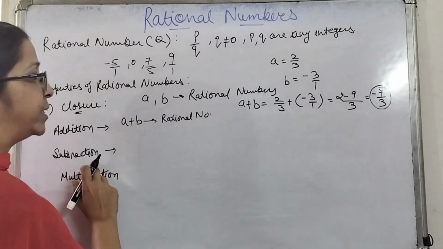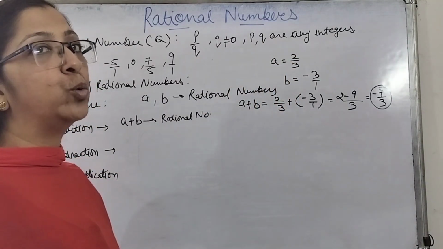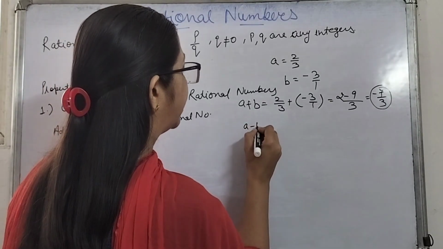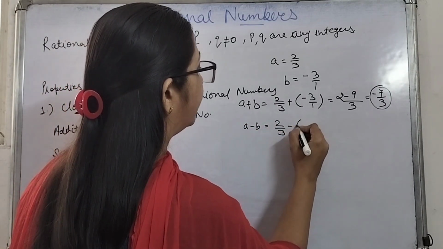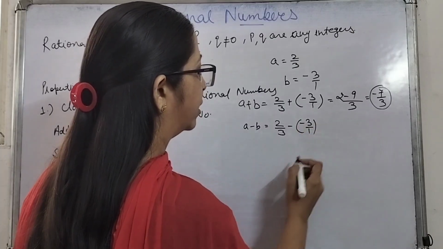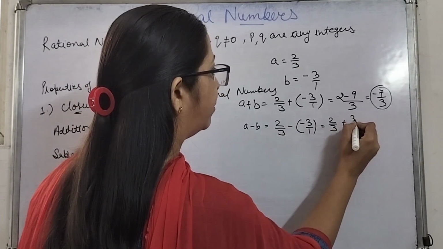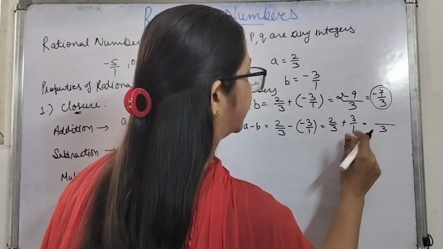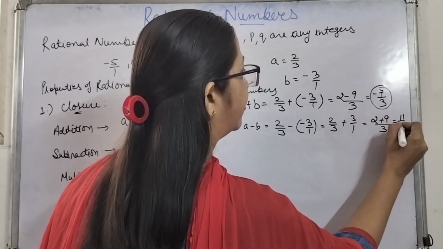Subtraction says that if we subtract these two rational numbers, what will be the value of A minus B? A is 2 upon 3, minus the value of B, which is minus 3 upon 1. So this will turn to 2 upon 3 plus, minus minus will become plus, 3 upon 1. If we solve it further, 3 will be the LCM. It will be 2 plus 3 threes are 9. That is 11 by 3.